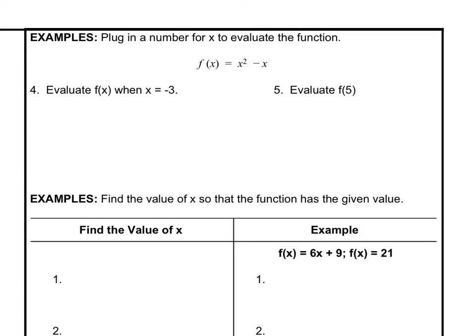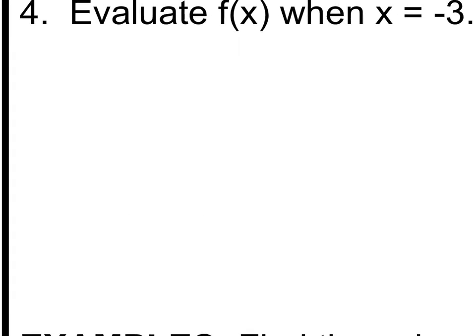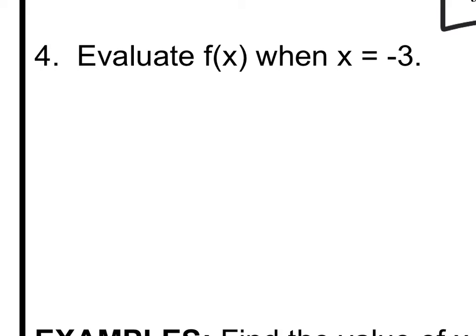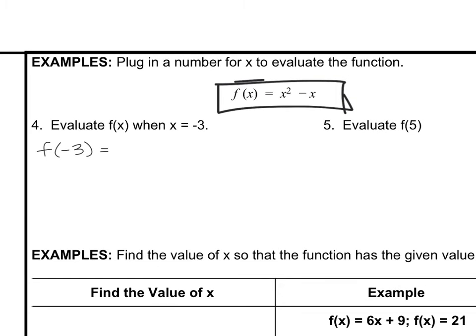So the top here, it says plug in a number for x to evaluate the function. This is your function. And to evaluate means to actually find the answer. So like plug in a number and get me what the output is. So number 4 says evaluate f of x, that's this, when x equals -3. All right, here we go. I have to zoom in so I can actually write. So remember, f of x is x squared minus x. That's what you see on your paper. So you are going to plug in your input as -3. So instead of putting x, you put -3 here and here.